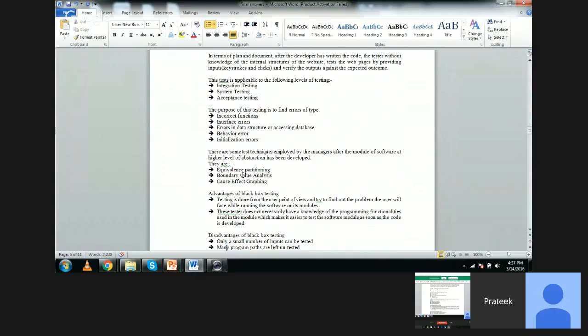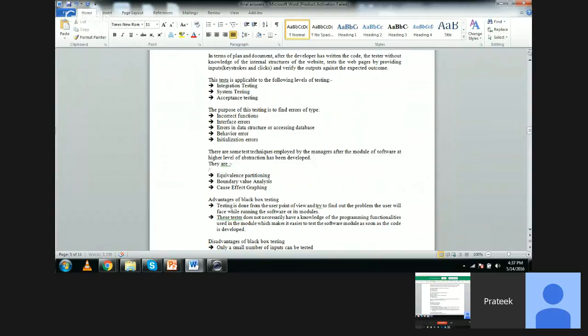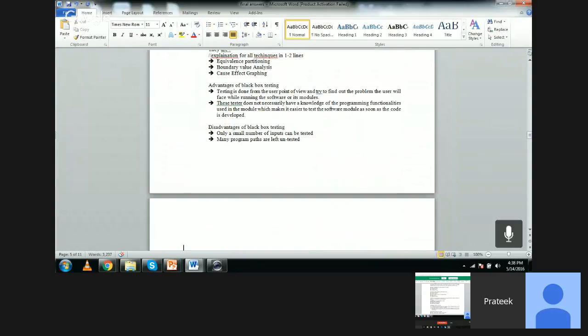Can you explain all these techniques in one line here? I think so, you can add an explanation in one line. Just a one-line explanation. Okay, fine. So after that, I explained the advantages and disadvantages. Testing is done from the user point of view. No need to read this.